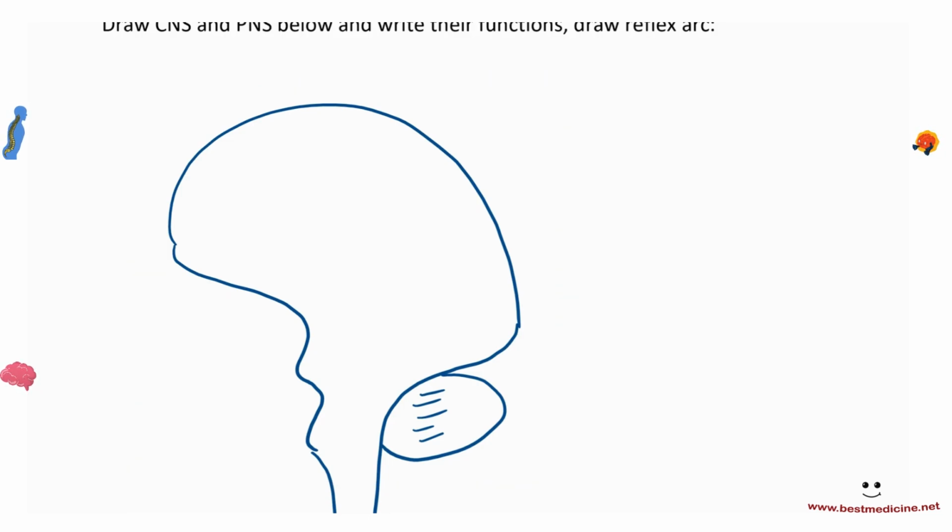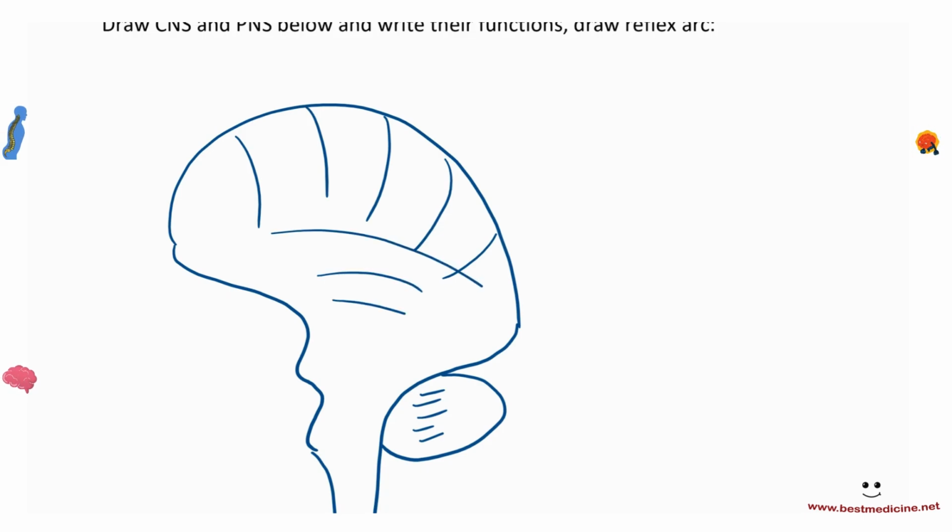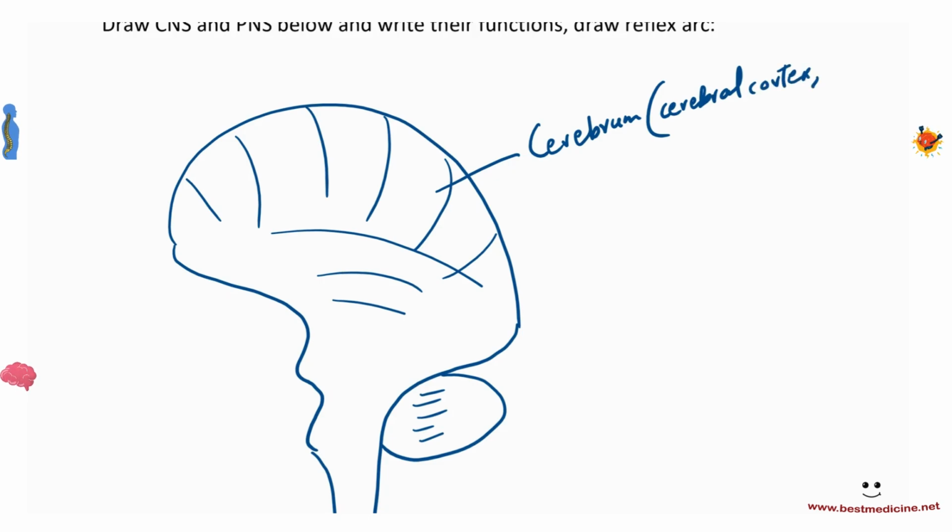So the brain consists of these wrinkly folds, we call them gyri and sulci in medical terms. This wrinkled portion at the top, the big portion that you usually consider as the brain, that is called the cerebrum. Okay, you can call it the cerebrum, or you can call it the cerebral cortex, or you can call it the cerebral hemispheres, because you've got two of them.